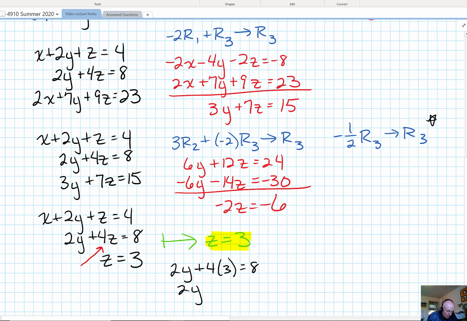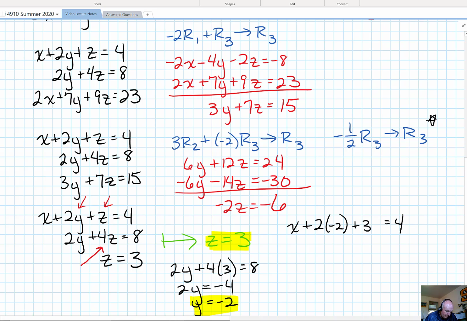I think this is going to give me 2y equals 12, 8 minus 12 is minus 4. Y equals -2. Alright, so there's the y part of my solution. And then I back substitute those into this top equation and solve for x. X plus 2y plus z has got to equal 4.